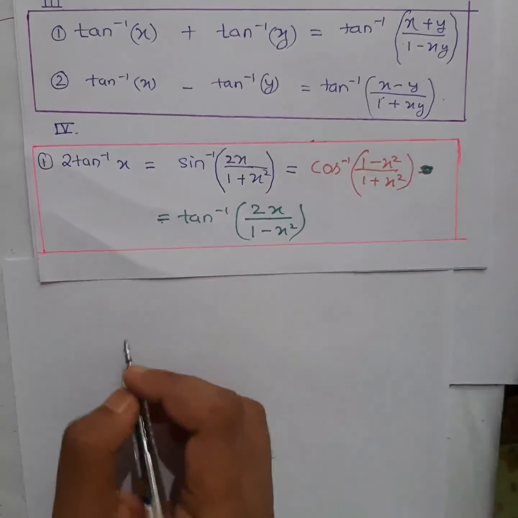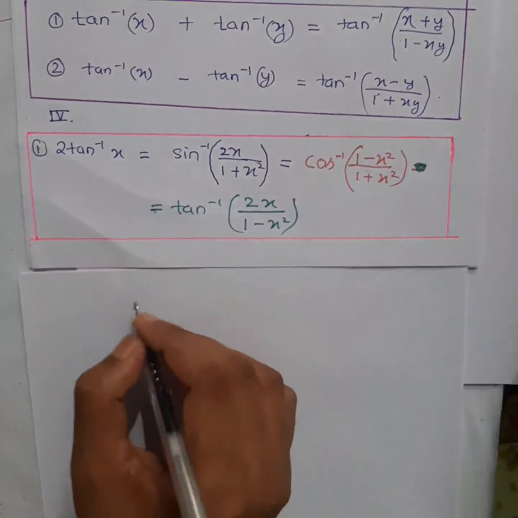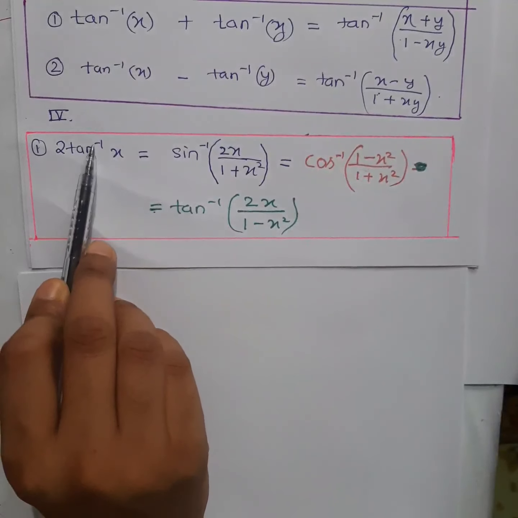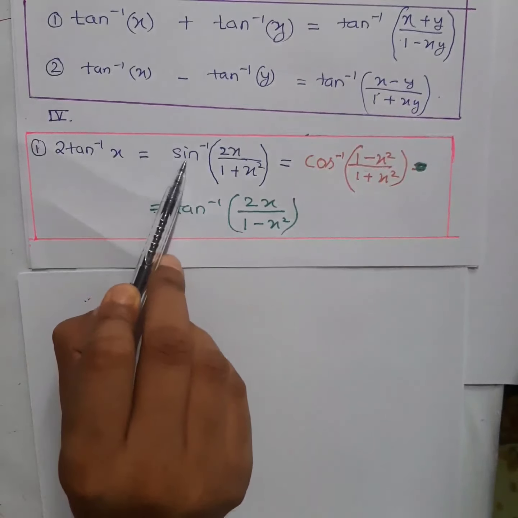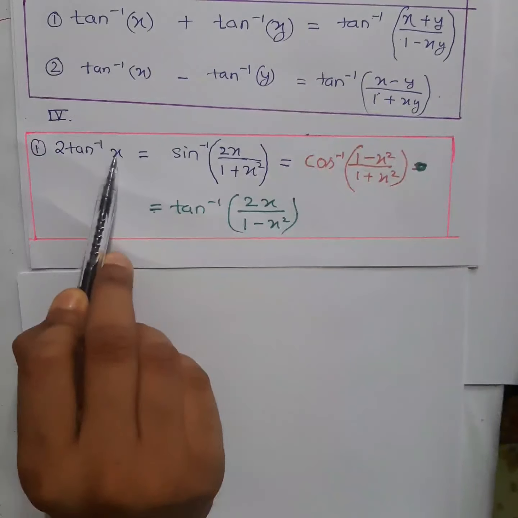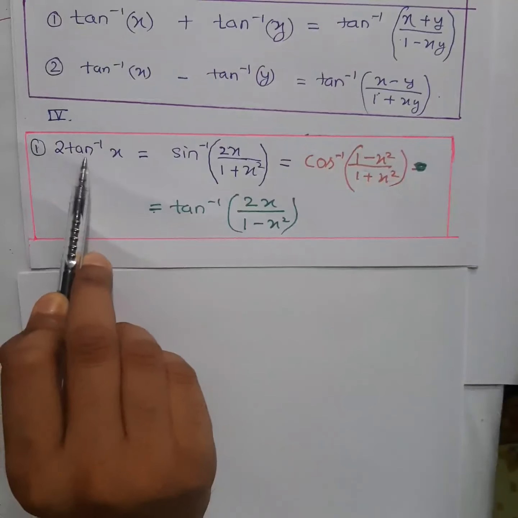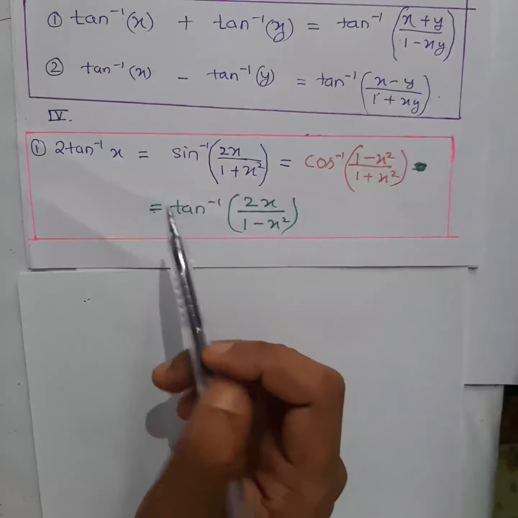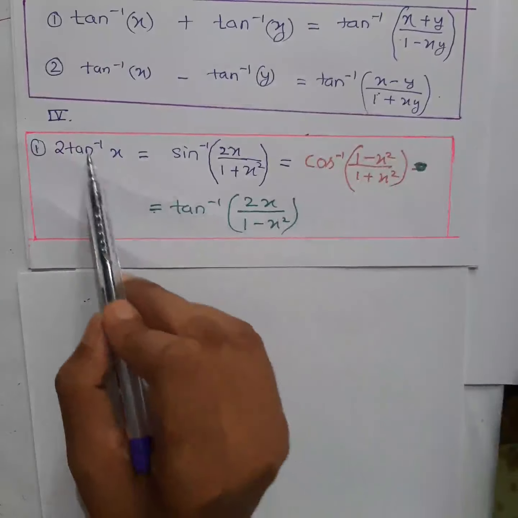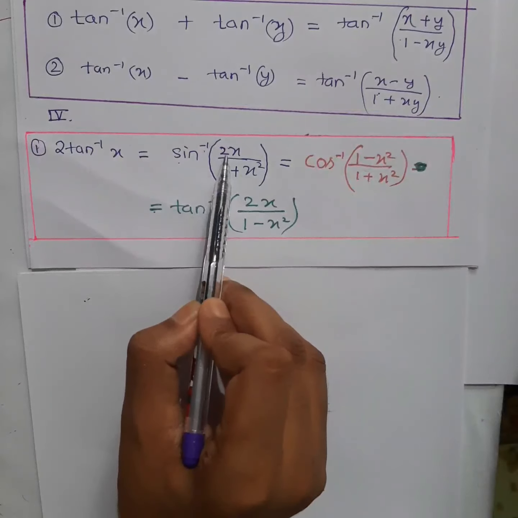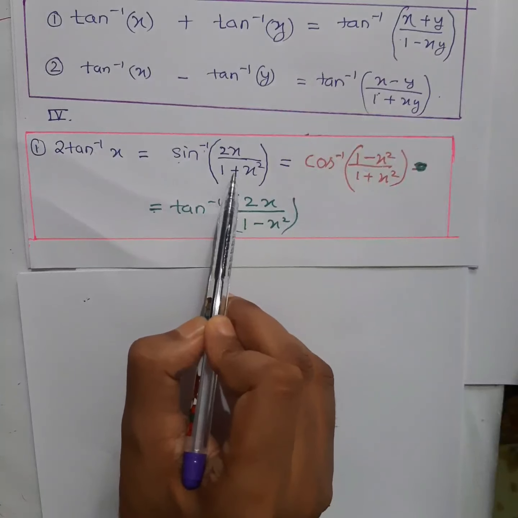Okay, and if you know the derivation also, then it's much better. You can see in this case, 2 tan inverse x is equal to what? Tan inverse x is nothing but an angle, so this is twice theta. Remember the double angle formula we did in class 11. So we will do that here as well. Twice tan inverse x is equal to sine inverse of 2x by 1 plus x square.